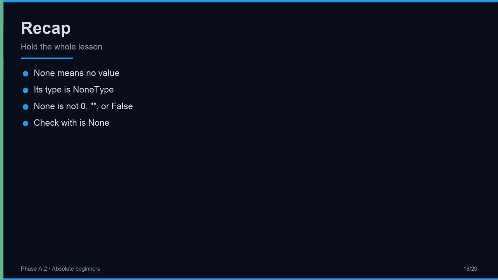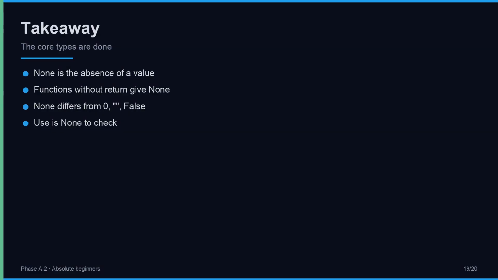Let us hold the whole lesson together. None is Python's value for the absence of a value, the deliberate nothing. Its type is NoneType, and None is the only value of that type. None is not 0, not an empty string, and not False, each of those is a real value of a different type. And the correct way to check for None is to write is None. If those four sentences feel true, you understand None, and you have completed the foundational types of Python. Four true sentences.